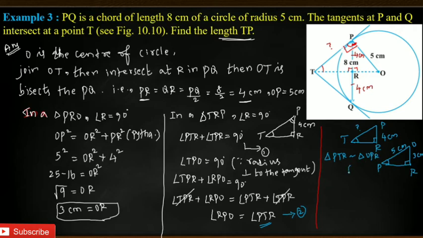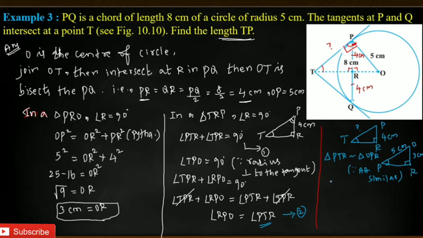OPR. How am I telling these two will be similar? Because you see, angle T and angle P are equal, and angle R is 90. So by using the angle criterion, these two will be similar. So these two triangles are similar.